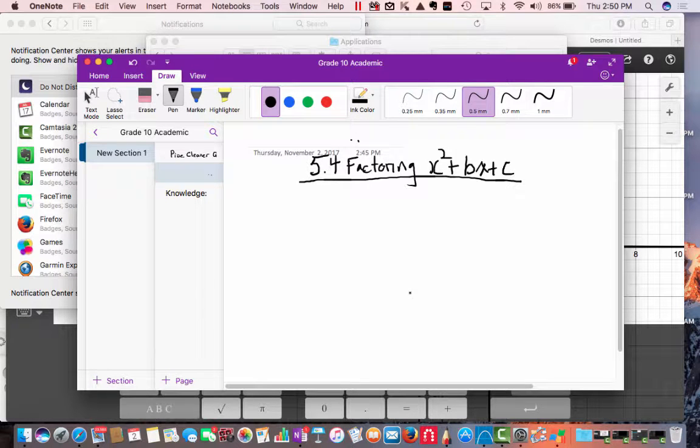In yesterday's class, we factored expressions using common factoring. As you can see here in 5.4, based on this general expression, b and c are just numbers. So here's an expression that is most likely not going to have any common factors. What I'm going to start with, though, is an expanding question.